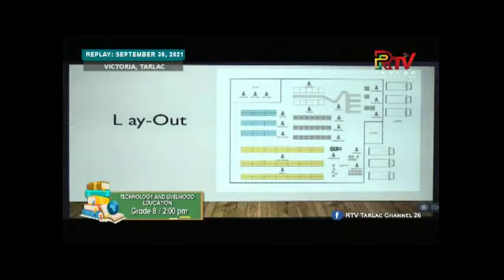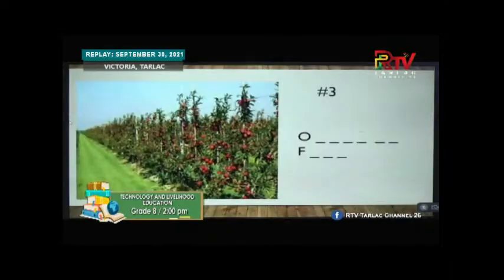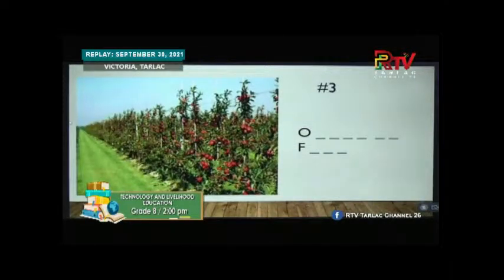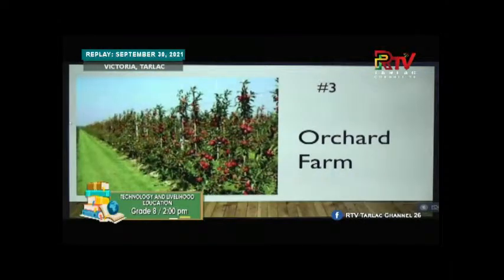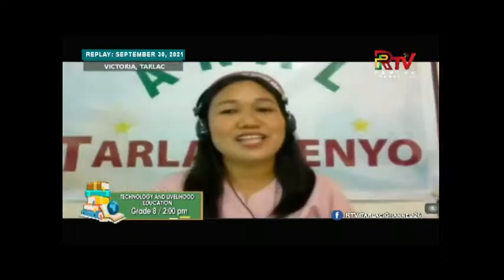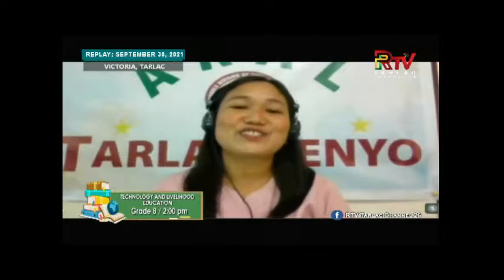The next picture also consists of 2 words. The first word begins with letter O and the last word with letter F. What is the answer? Excellent! The answer is orchard farm. Did you get all the correct answers? Give yourselves a clap for a job well done. Learning is really fun in TLE.